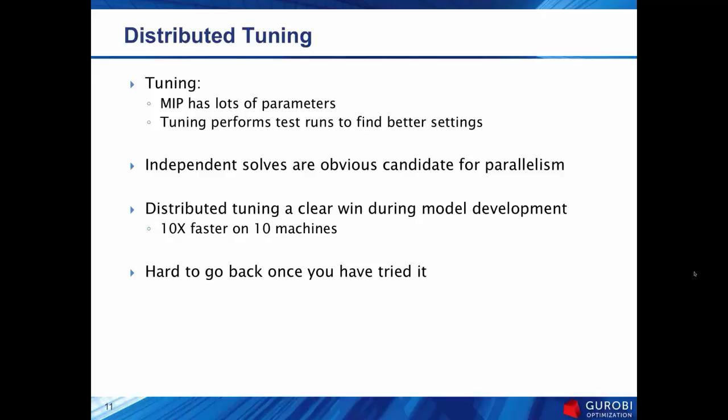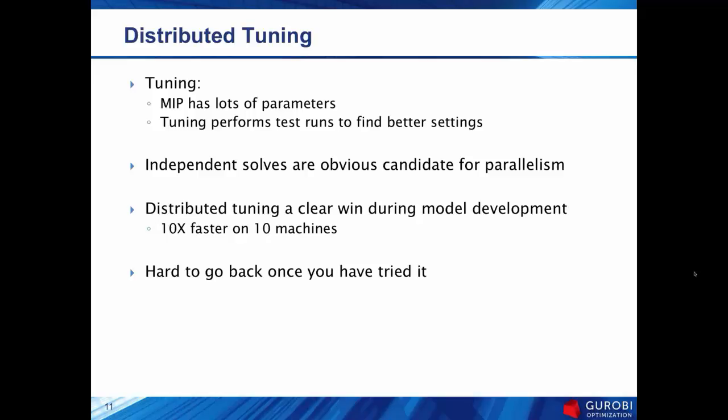When we talk about tuning, we look at MIP models where there are lots of parameters. For example, you could bias the MIP towards finding feasible solutions. You can also bias or focus the MIP towards improving the bound. And so tuning performs a set of test runs to find better settings for a particular model. The default settings are designed to be fast across a wide variety of models, but for your particular model, there may be parameters that will be faster than the default settings. Now, these parameter tests are completely independent, and so this is a very obvious candidate for solving in parallel, and in fact, for solving on multiple computers with distributed optimization.